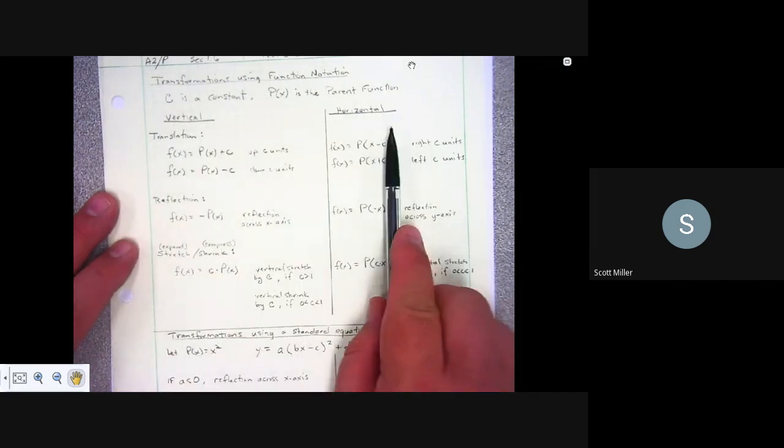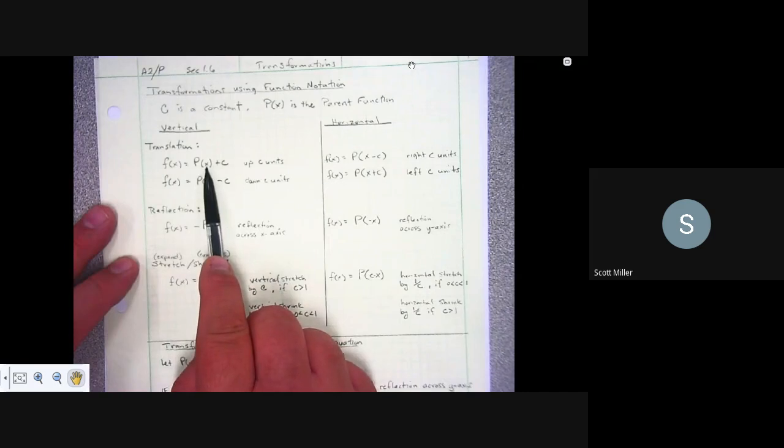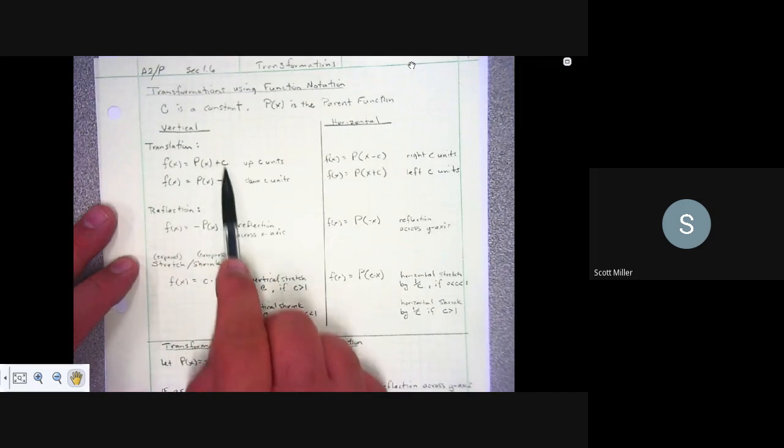Secondly, I want to look at transformations in two types. Transformations that affect the graph in a vertical sense, that's up and down, and then transformations that affect it in a horizontal sense, right and left. Let's look at these up here in the function part. Here are translations: if I have a function and then I add or subtract a number, a constant, after the parent function, then that is how the graph moves up and down.